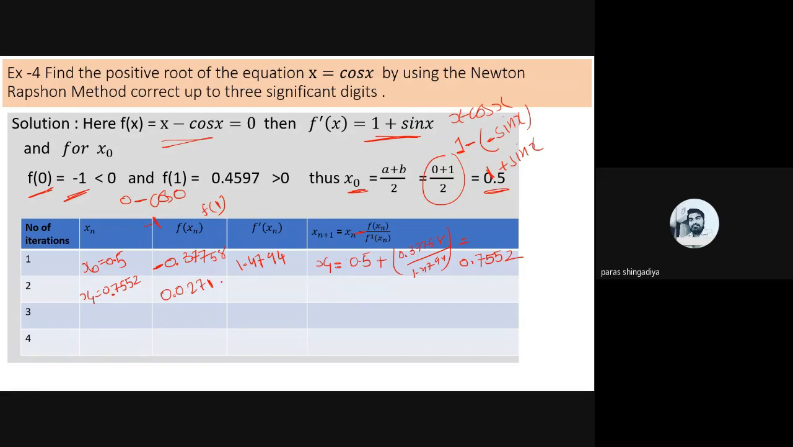So let's consider 0.271, and now check the function output, 1 plus sin x. So 1 plus sine of 0.7552. That is 1.6854. Good. 1.6854. Okay, and now check x2.